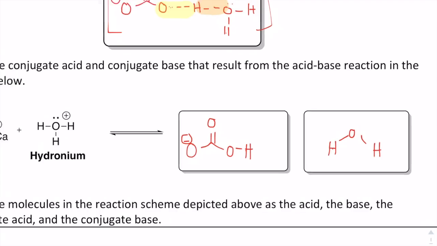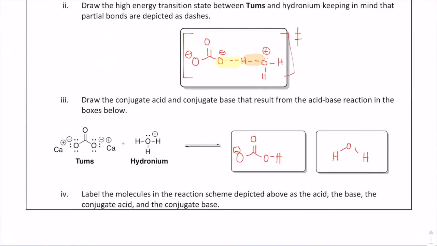Okay, so that's pretty much it. And then the next part says, label the molecules in the reaction scheme depicted above as the acid, the base, the conjugate acid, and the conjugate base. Well, we already said that Tums must be the base, and hydronium must be the acid. So now, the base became a conjugate acid, so that must be our conjugate acid, and the acid became the conjugate base.